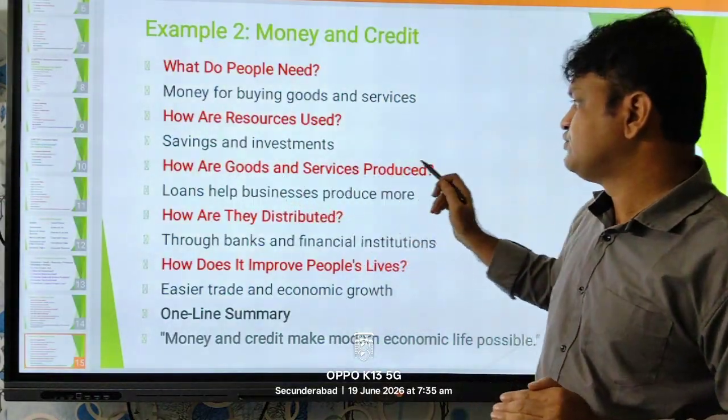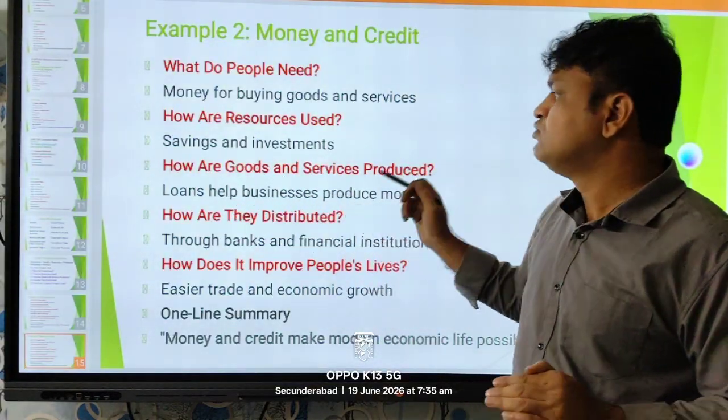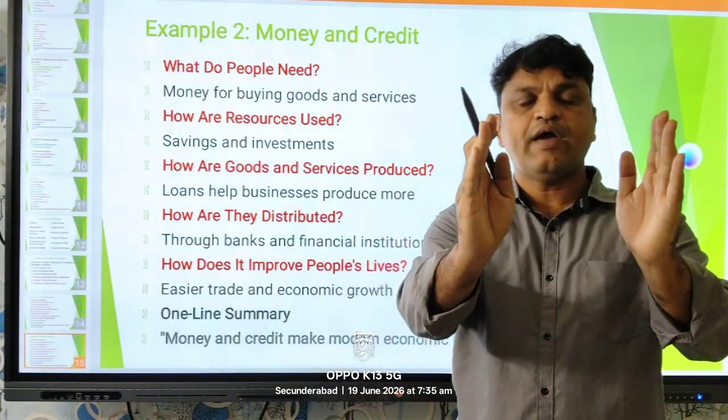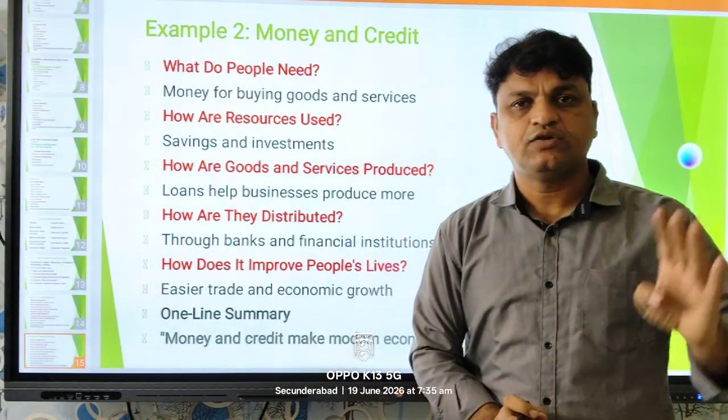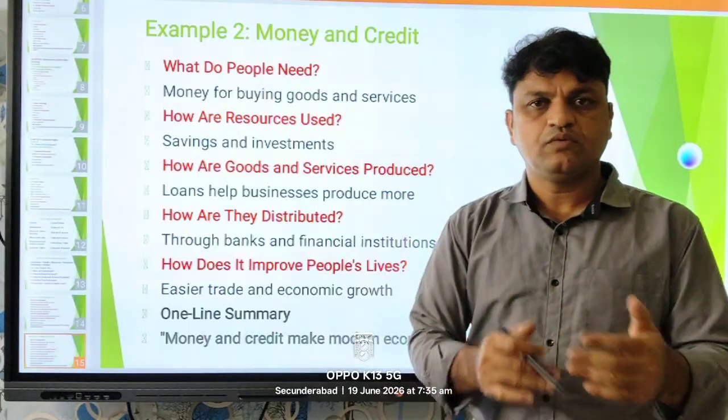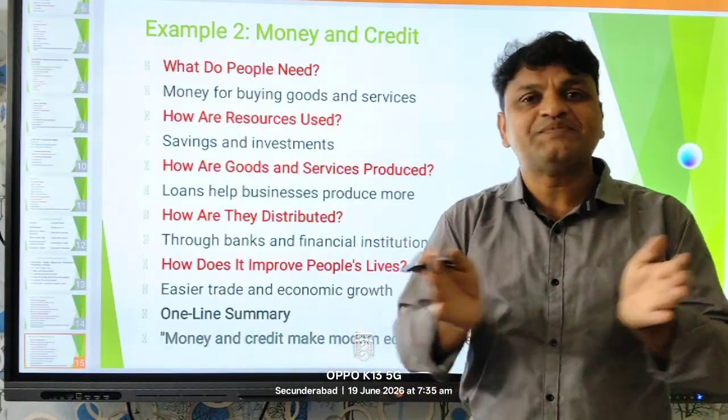How are goods and services produced? Loans help business to produce more goods. So you have a big company. Recently, last year you started with 1 crore. Now the company is producing more goods, and now you want to expand the business.